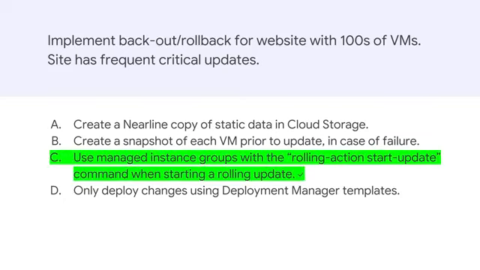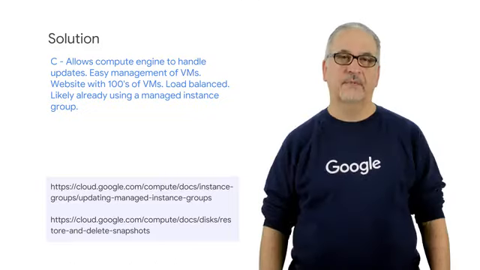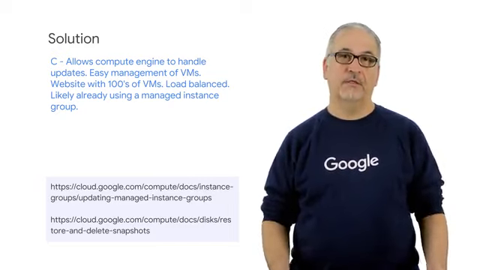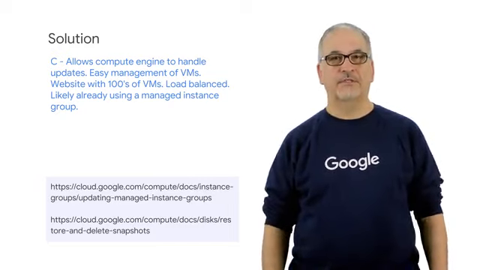Use managed instance groups with the rolling action start update command when starting a rolling update. This allows Compute Engine to handle updates and makes VM management easy. A website with hundreds of VMs, load balanced, is likely already using a managed instance group.